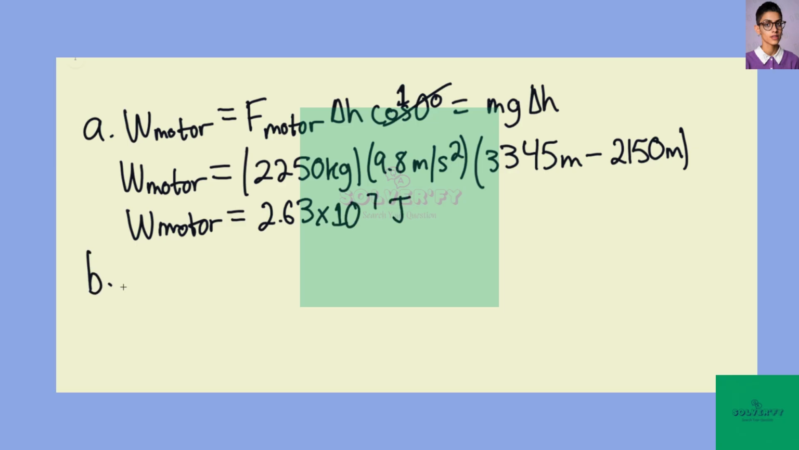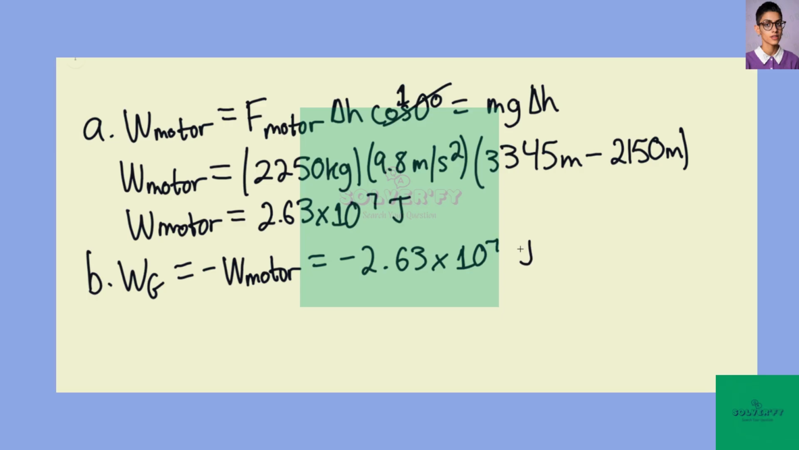Now for part B, when it's asking for the work of gravity, it would simply be equal to the negative work of the motor, given that the motor is working against gravity. So this would be negative 2.63 times 10 to the 7th joules.